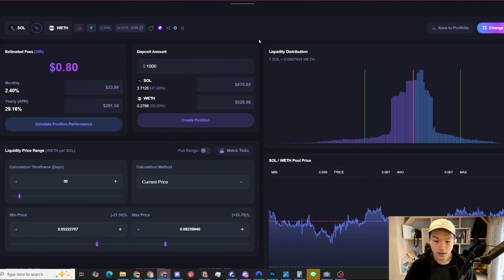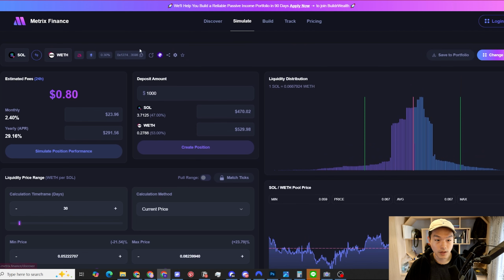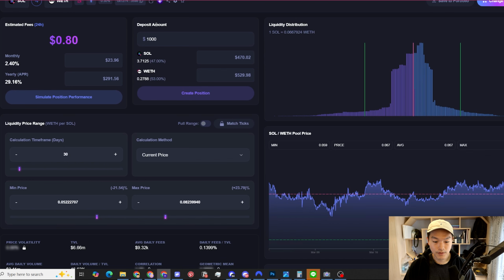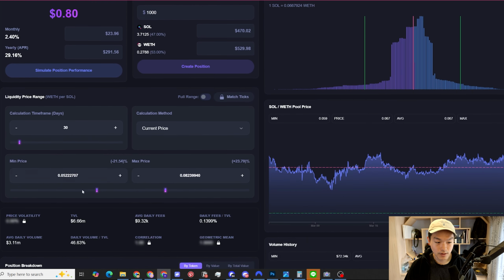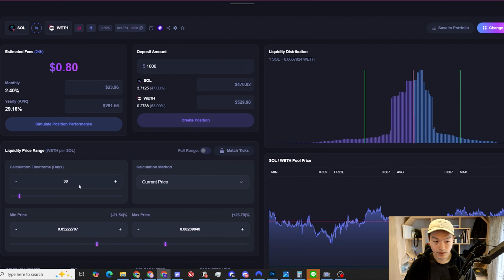And the next thing we want to look at is we hop over to Metrics Finance. This is the free version. I have the pro one. But even with the free one, you can see if I put in the min and the max price they have, I can see based on the last 30 days of volume, I might expect 29% APR if the liquidity stays at this current price concentration. So you can see it's a bit different from what it shows on Revert because this is only the past 30 days, and when the price moves, right, you don't always get that peak liquidity concentration.